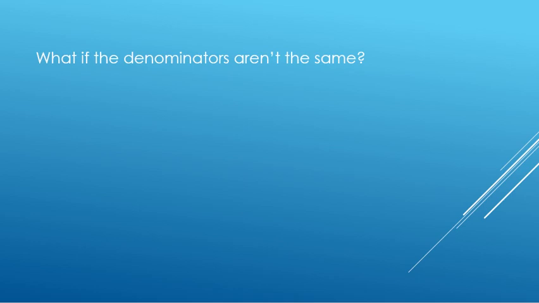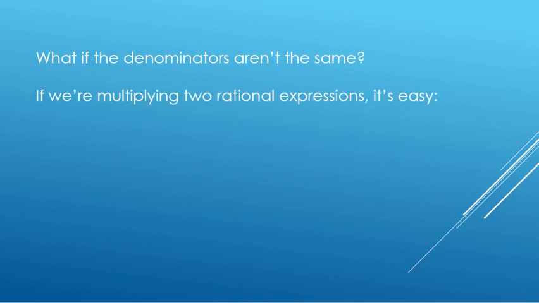What if the denominators of your two rational quantities aren't the same? Well, if we're dividing or multiplying, then it is easy. First up, multiplication. If you're taking the product of two rational quantities, you're just multiplying the tops and multiplying the bottoms. So a over b times c over d is just ac over bd.